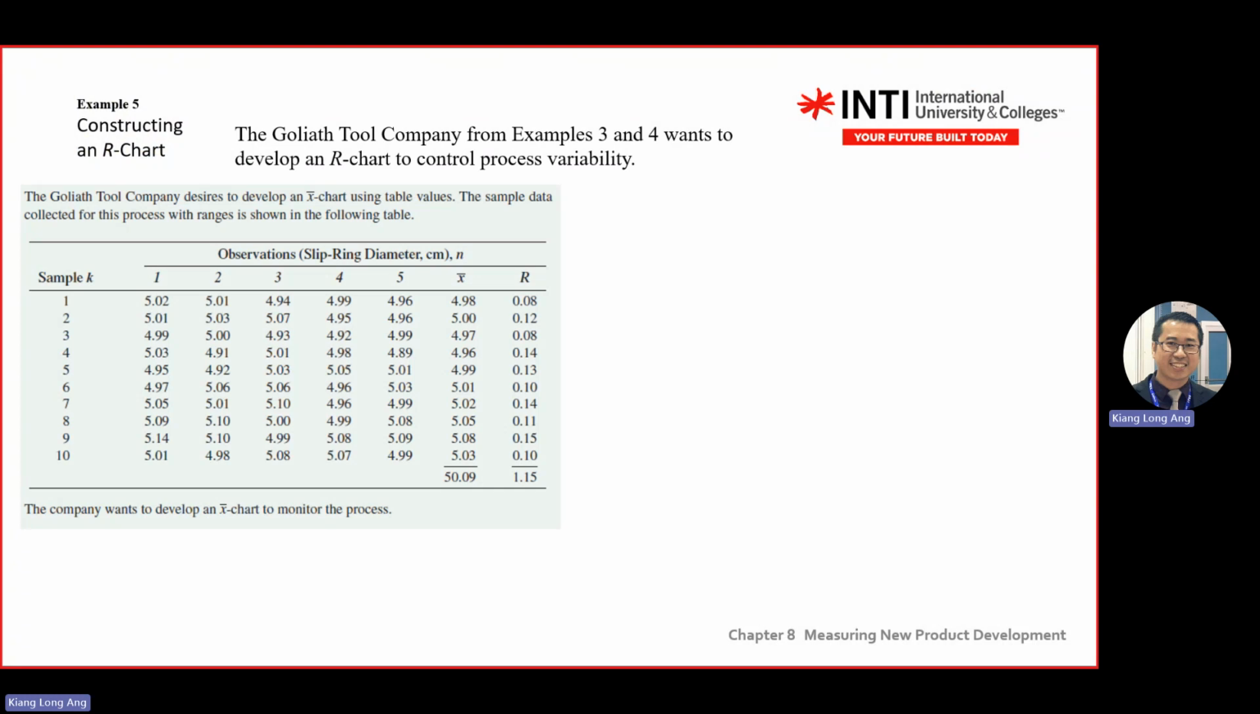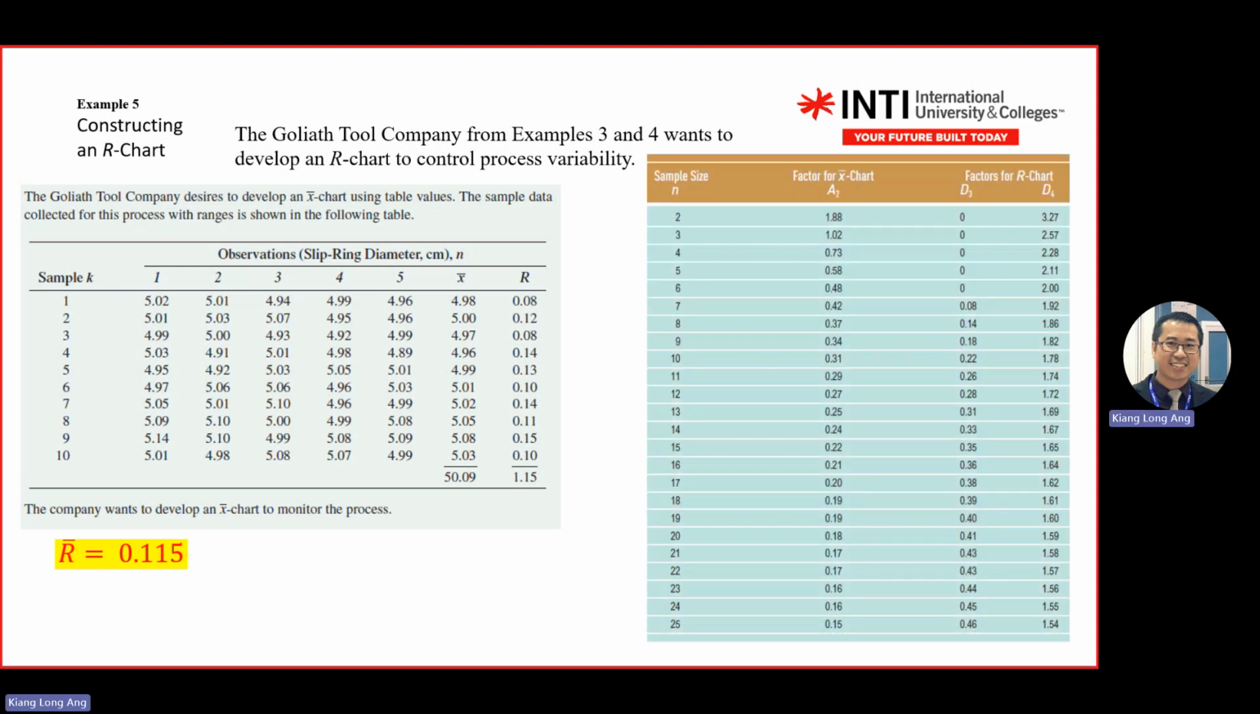So I'll give you an example. Same table like you see in example number 4. Now we look at example number 5. So you want to find the R bar. The R bar you can find is 0.115. How to find this one? You take total R divided by sample. You get this number. Okay, then now you want to plot the R chart.